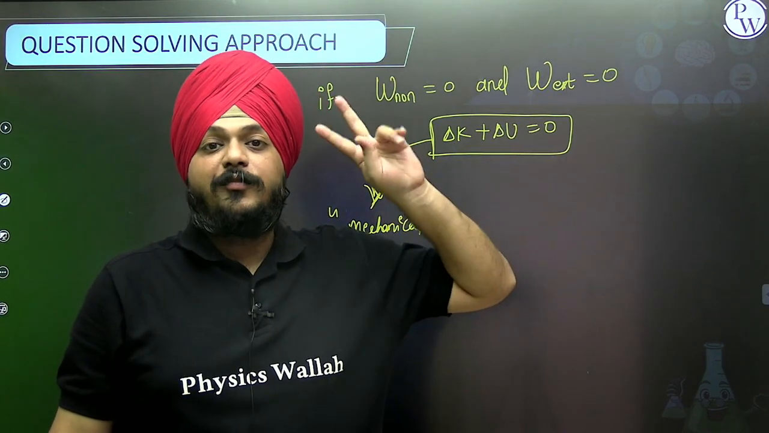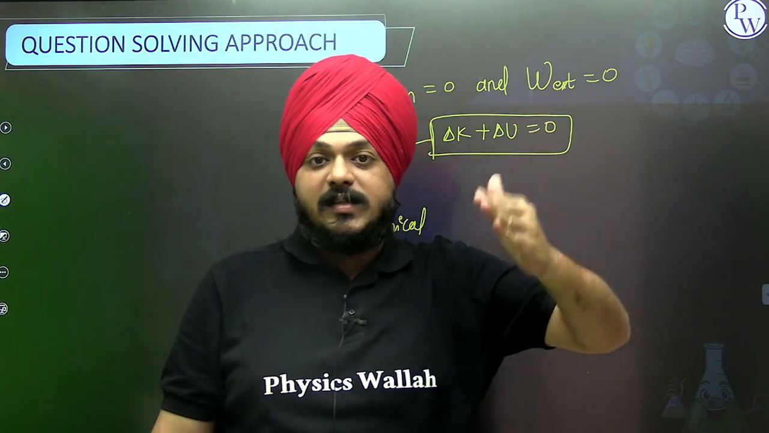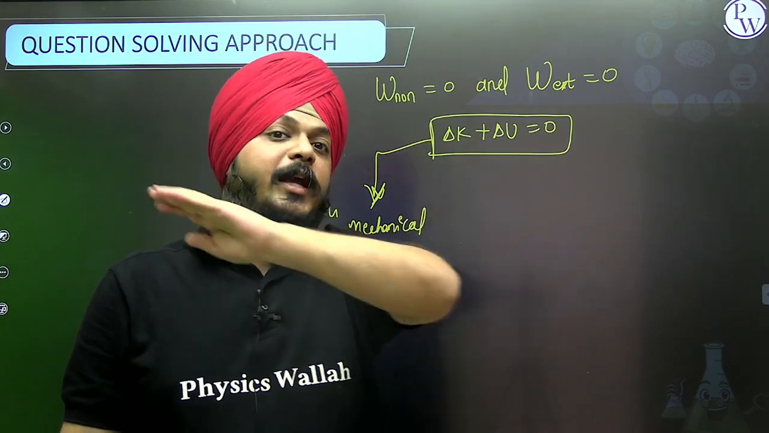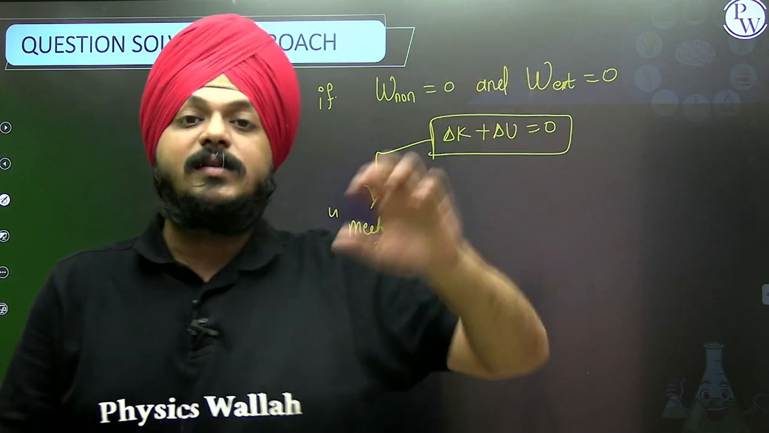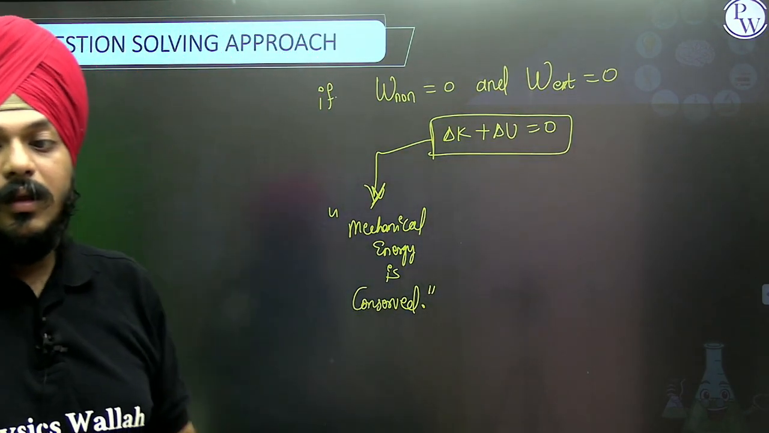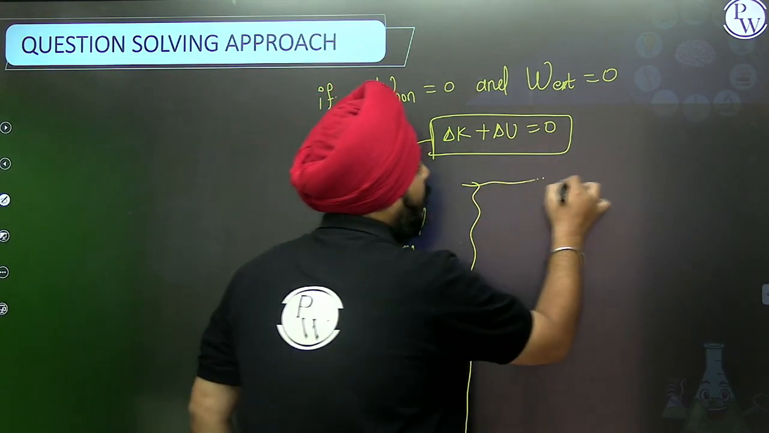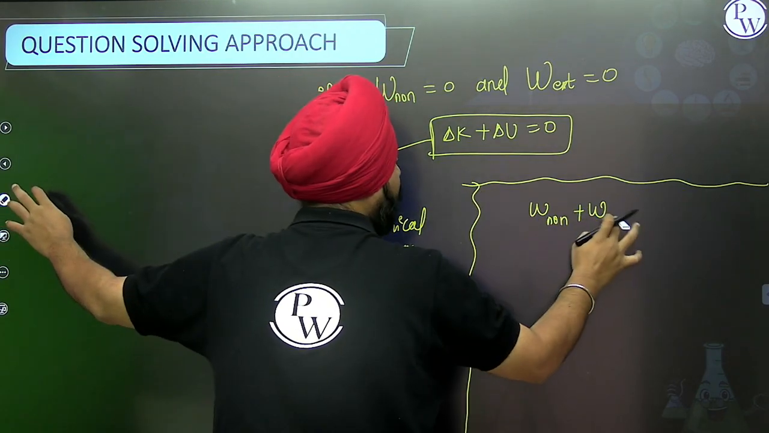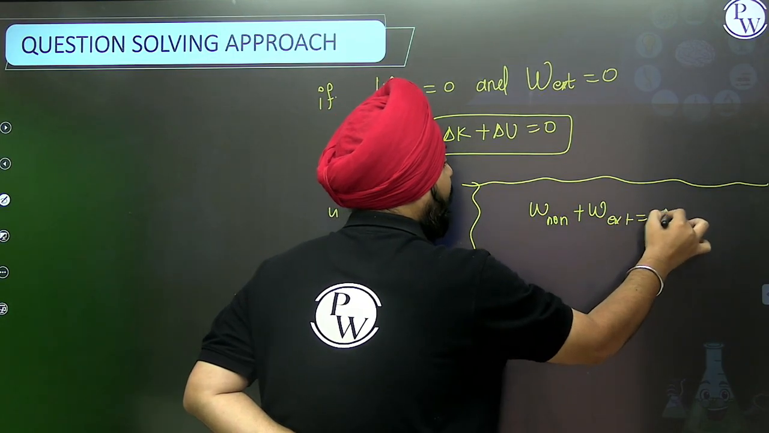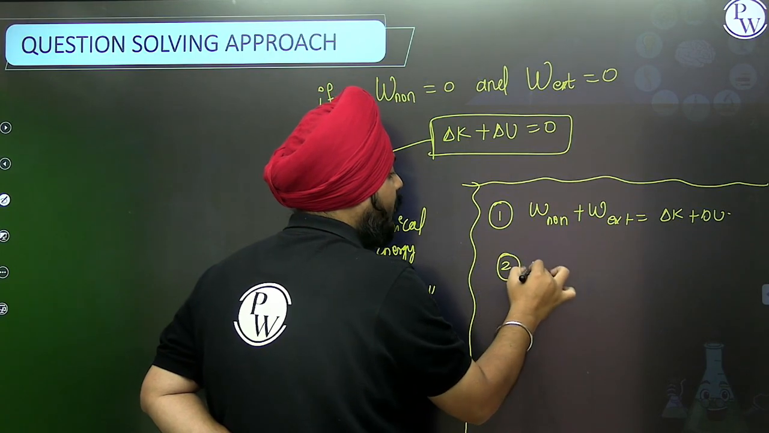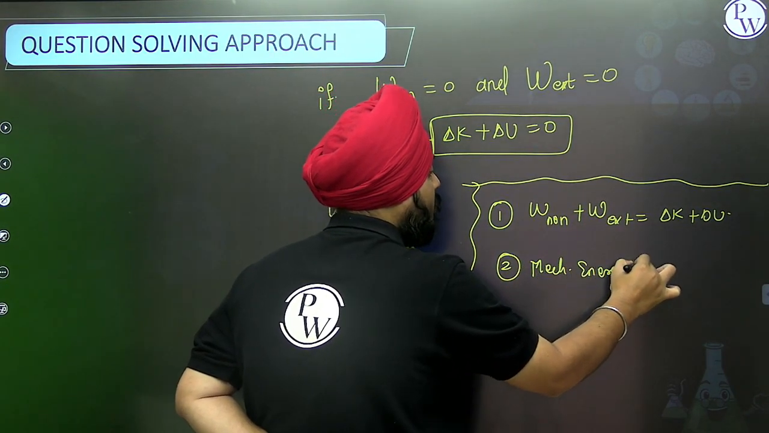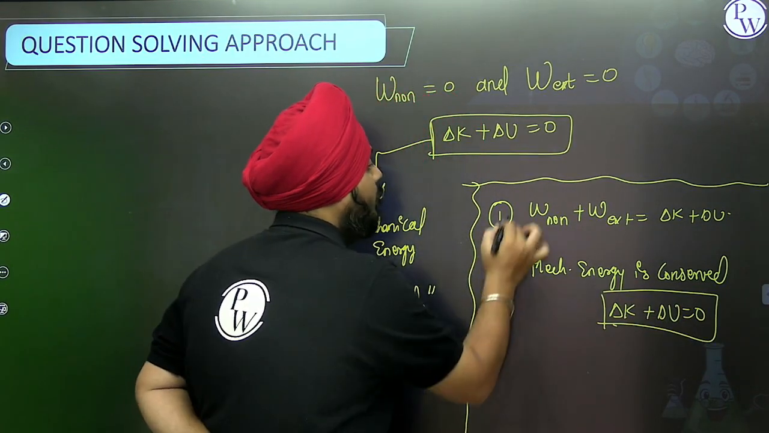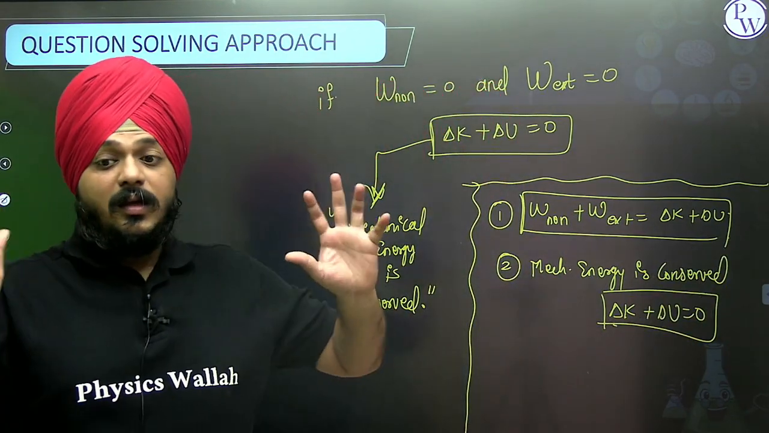So we have only two equations of the work energy theorem, and there are some steps. All the steps I am going to write down are applicable to all the applications based on this work energy theorem. There are only two equations. The first one: work done by non-conservative forces plus work done by the external agent is equal to delta K plus delta U. And the second equation, when mechanical energy is conserved: delta K plus delta U is zero.